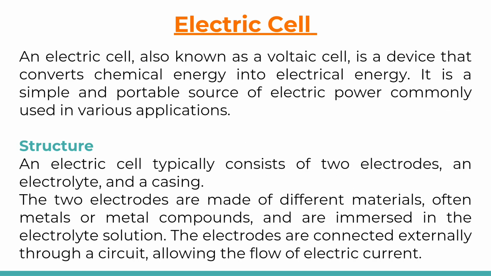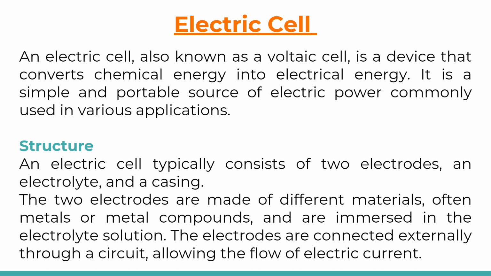Electric cell. An electric cell, also known as a voltaic cell, is a device that converts chemical energy into electrical energy. It is a simple and portable source of electric power commonly used in various applications. Here's an introduction to electric cells. Structure. An electric cell typically consists of two electrodes, an electrolyte, and a casing.